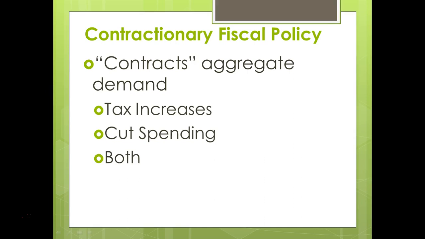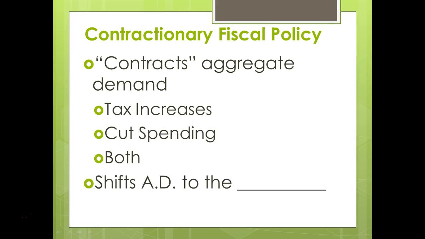And eventually, the government will have to do this because we have a large debt that we need to pay off. We need to pay off the money that we borrowed that we used to do the spending in years past. So I want you to think for a second, if government increases taxes and cuts spending, which direction will the aggregate demand curve shift?